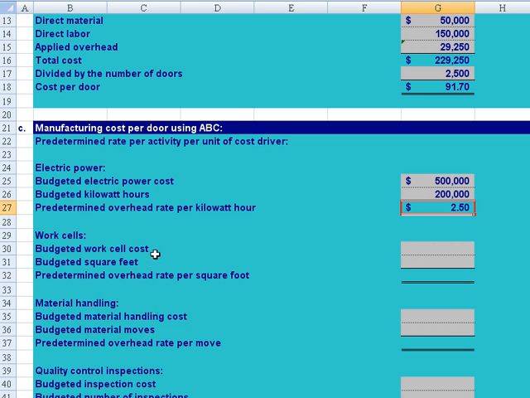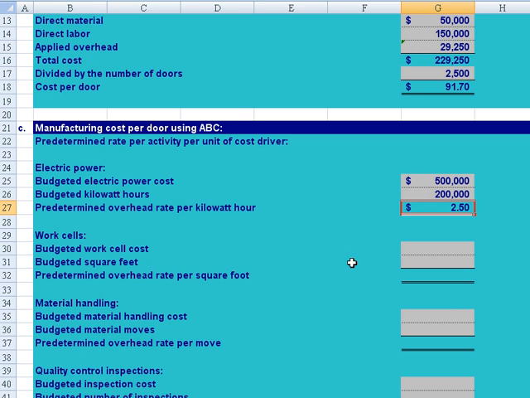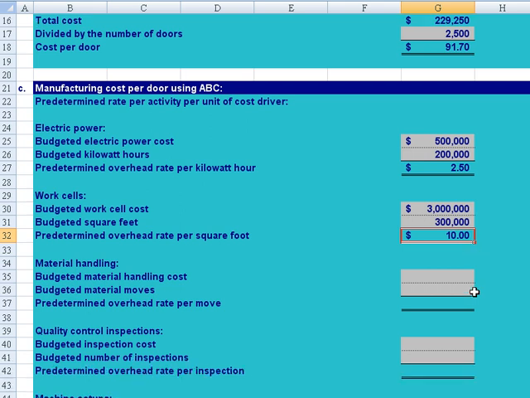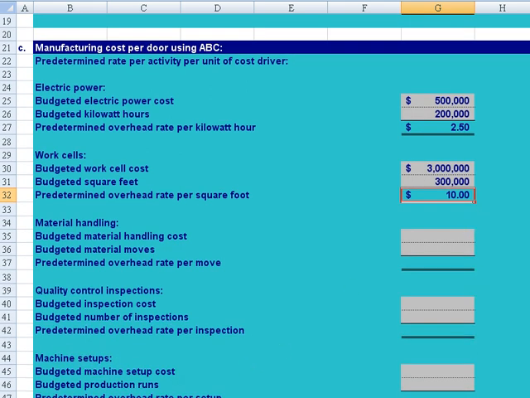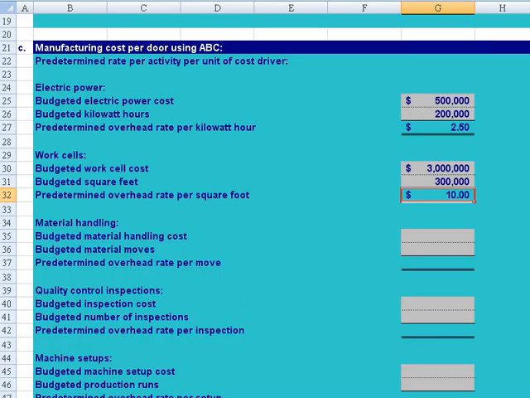Now, work cells were budgeted work cell cost and budgeted square feet. So 3 million of cost and 300,000 square feet. So we drop those numbers in. If I do it right, I've got $10. If I do it wrong, it's going to tell me it's wrong. Okay. Materials handling. $1 million of cost and 200,000 material moves. It's the activity base there. So we've got $5 of a predetermined overhead rate per move.